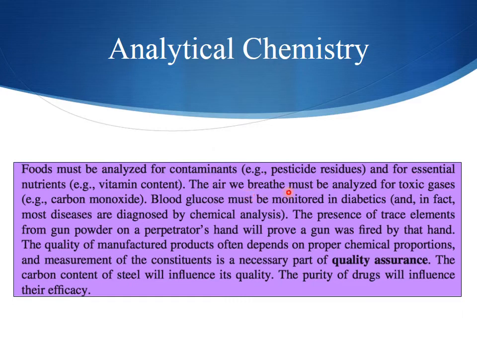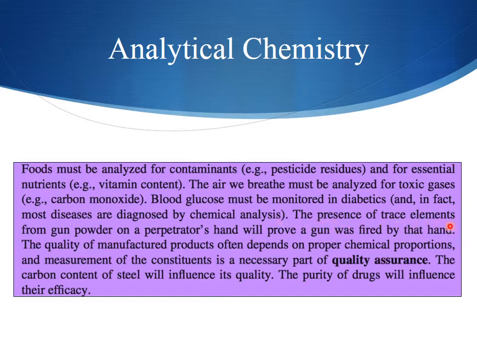Likewise, the air we breathe must be analyzed for toxic gases, for example carbon monoxide, and analytical chemistry can provide the methods in order to determine the amount of these toxic gases. Blood glucose must be monitored in diabetics, and in fact most diseases are diagnosed by chemical analysis. So analytical chemistry plays a vital role in the determination of different diseases.